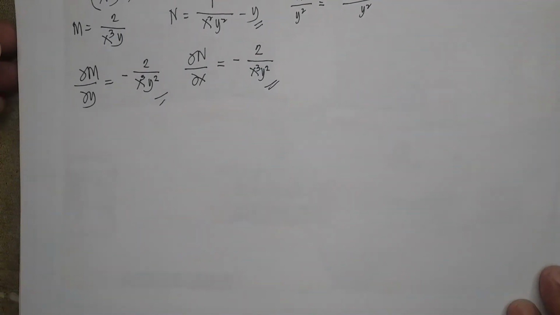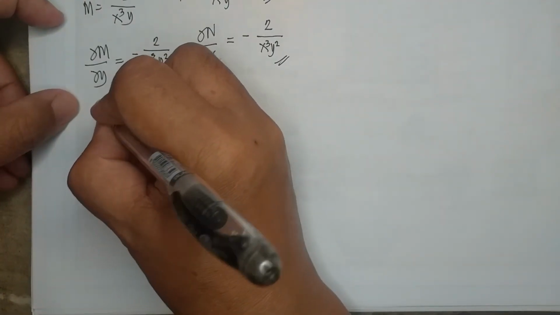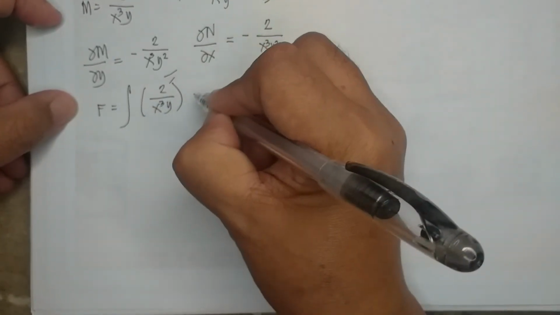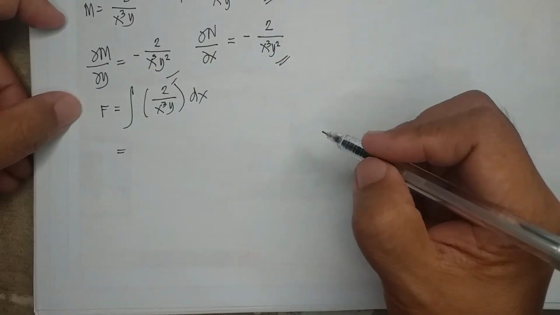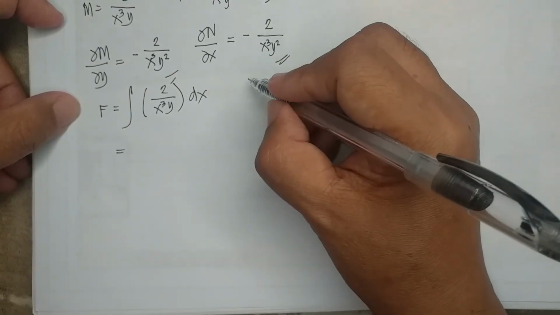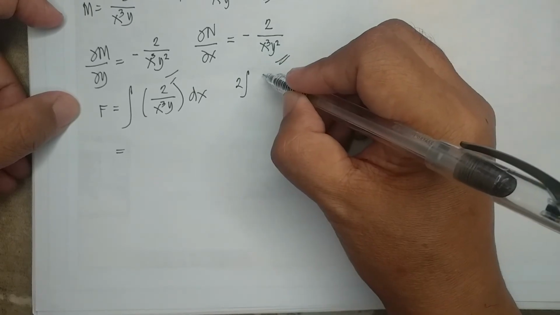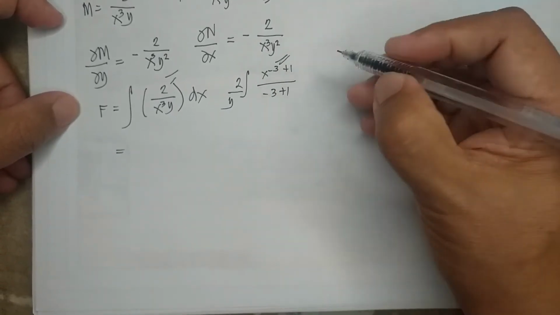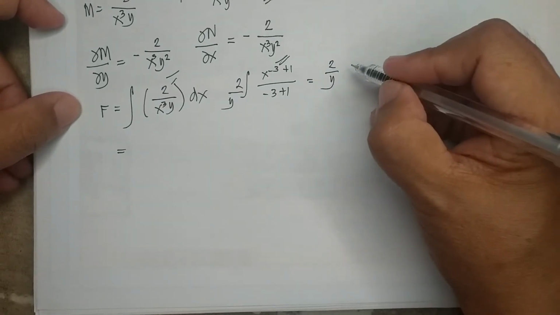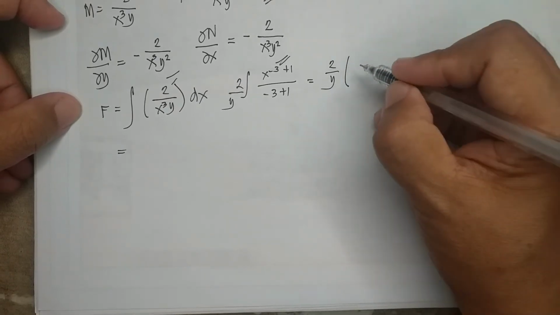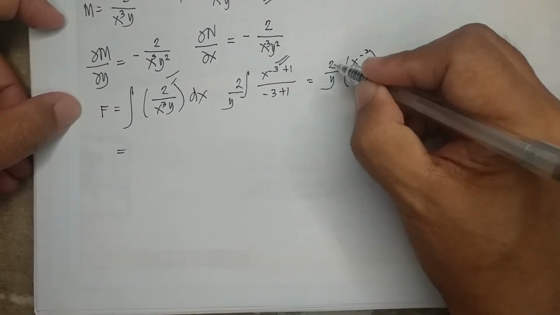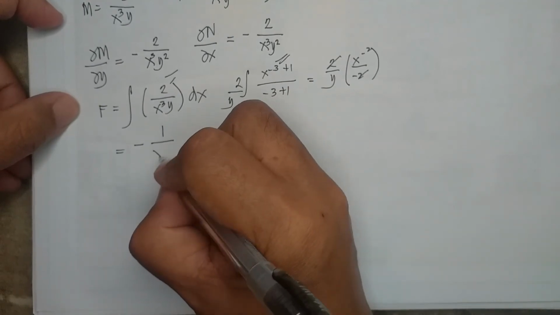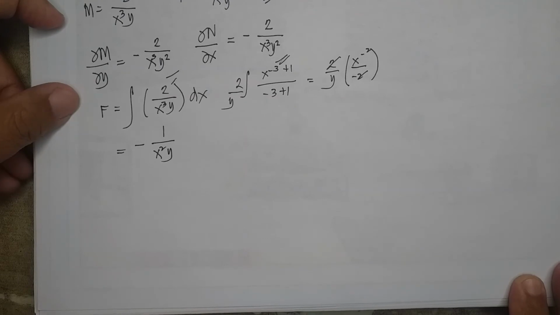Again, to find the solution, we have to get the two values for f. So we have f is equal to the integral of the new value for M, 2 over x cubed y dx. So what is this? The integral of 2 x to the negative 3 over y is 2 over y times x to the negative 2 over negative 2. So this cancels, and we have negative 1 over x squared y. That'll be the value of the first f.